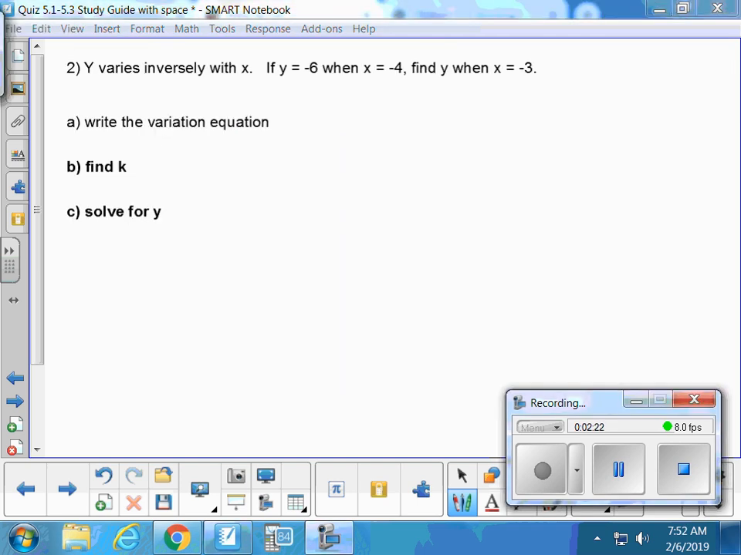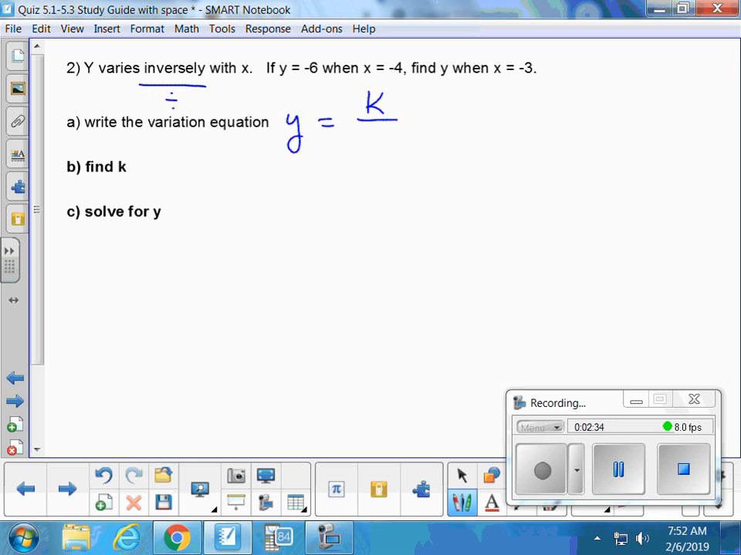All right. Y varies inversely with X. So I just found the keyword, inversely. Well, what's that keyword mean? We're going to be using division. Yep. So here's my blue step. Y varies inversely with X. The constant goes on top all the time, but your X is going to go on the bottom because of the inverse. All right, let's continue our solving journey.